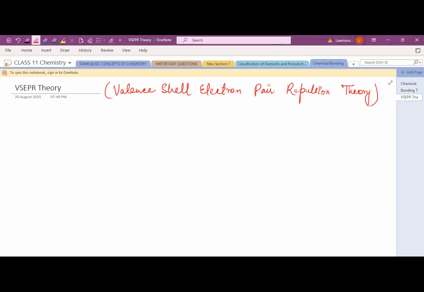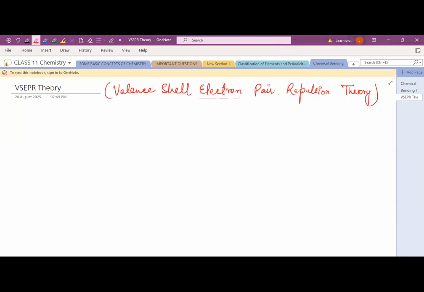So it depends on the number of valence shell electron pairs, whether bonded or non-bonded, around the central atom. So that's all about the VSEPR theory. VSEPR theory is very, very important. Basically, it's a model which is used to predict the three-dimensional shape of a molecule. It is based on the idea that electron pairs around a central atom will arrange themselves to minimize the repulsion.